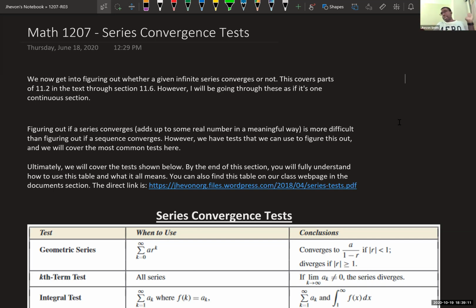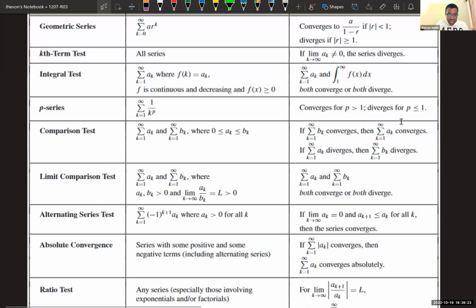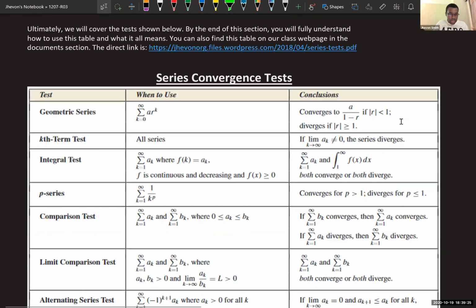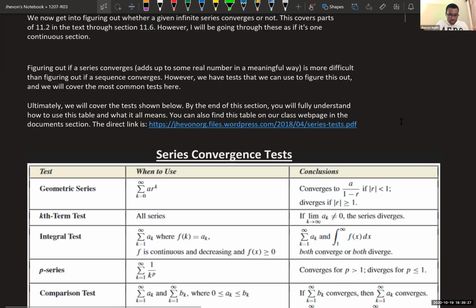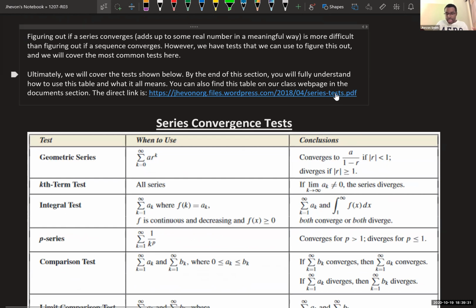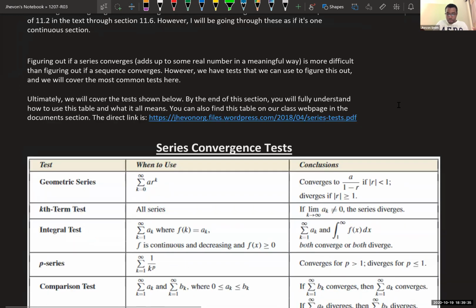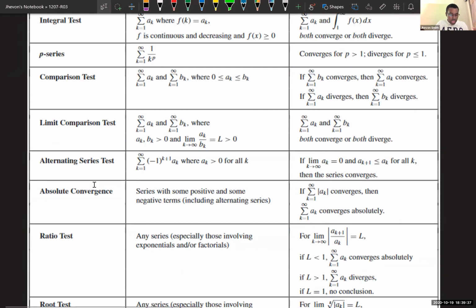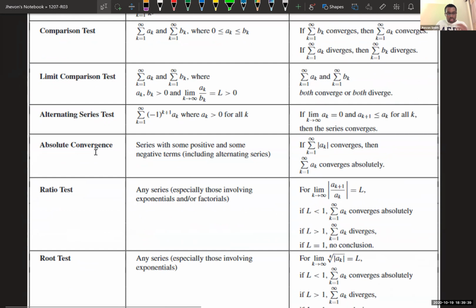So we can have an infinite sum, and we want to know, does it add up to something meaningful? Figuring out what that thing is is very, very difficult in general. However, figuring out that it adds up to something is easier, and we have these tests to help us in that endeavor. Okay, so this brings us to the series convergence tests. There is a handout for this on the class webpage. The direct link is here. We're going to go through these and I'm going to show you how to use all these tests and when to use them.